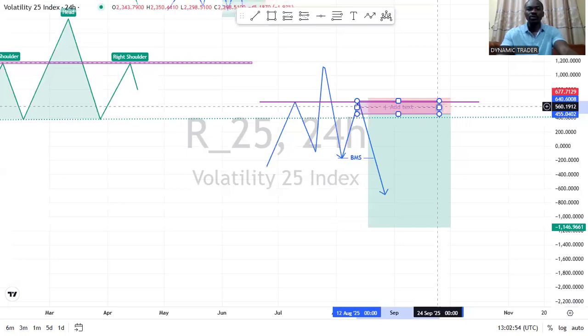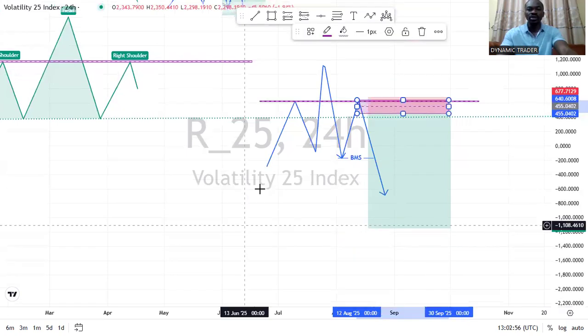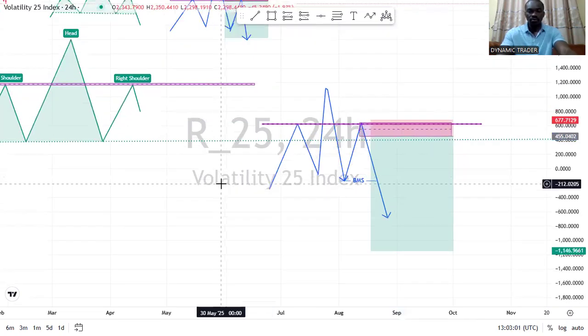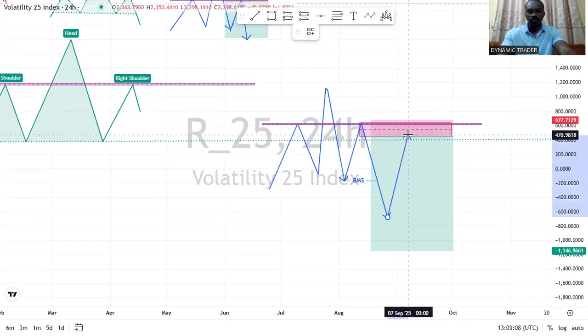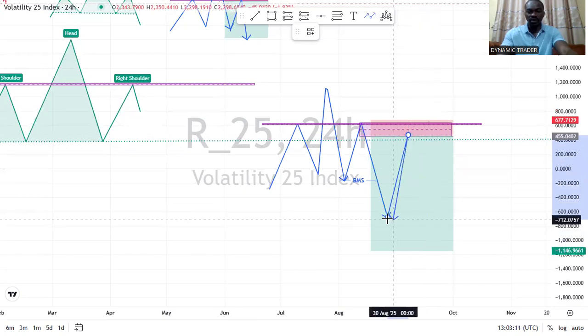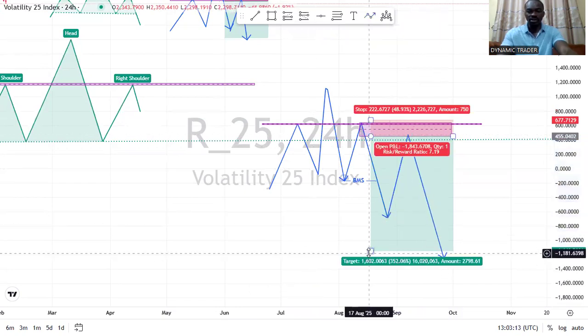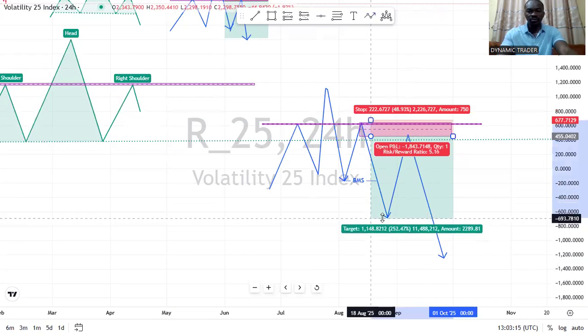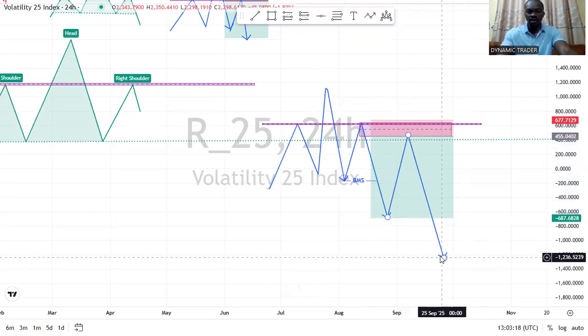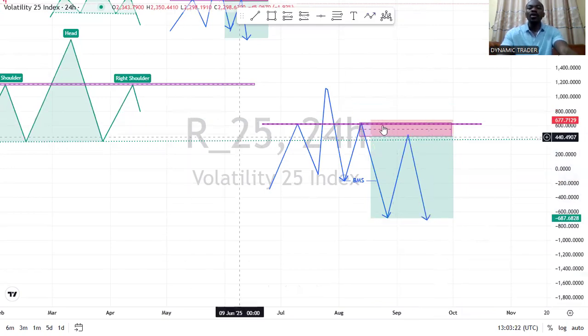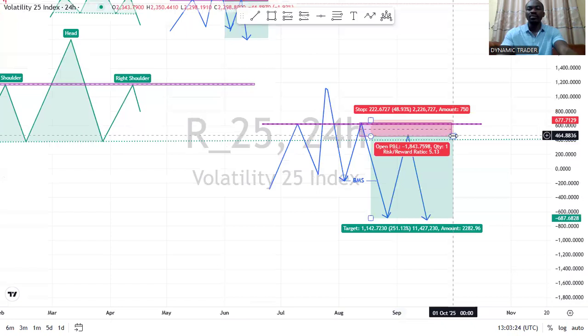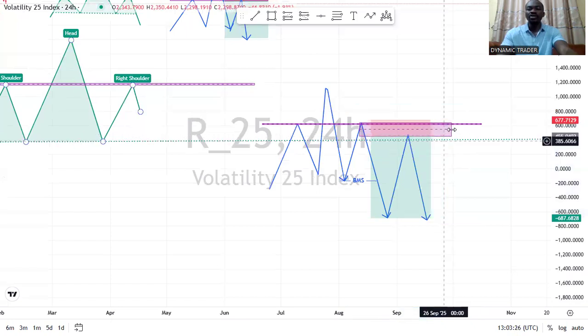In expectation, this will now be your entry. Your entry will be when the market returns back to this point. Then you take your sell. Your targeted profit, your TP area, will be here, the previous swing low created. So this is how I trade my head and shoulder pattern.